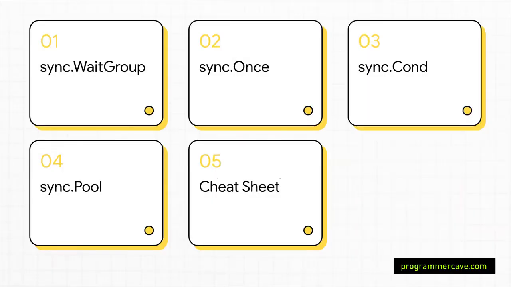So here's our game plan. We'll start with the workhorse, sync.WaitGroup. Then we'll look at a really specialized tool, sync.Once. After that, we'll get into some more advanced stuff with sync.Cond and finish up with the performance booster, sync.Pool. And of course, we'll wrap it all up with a cheat sheet you can take with you.